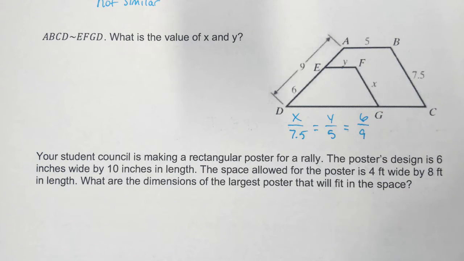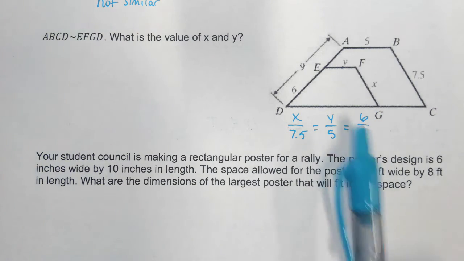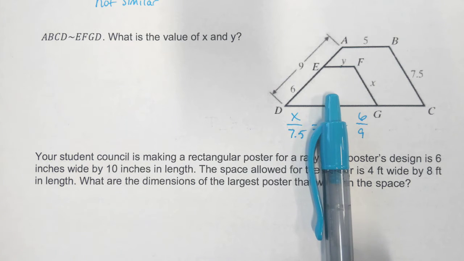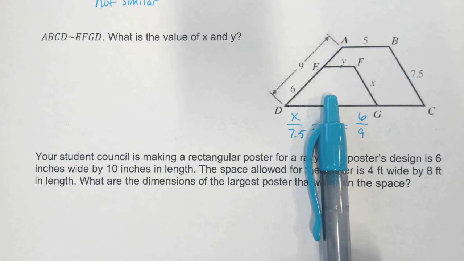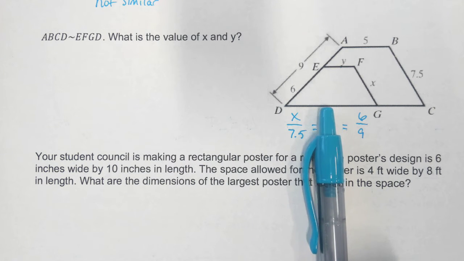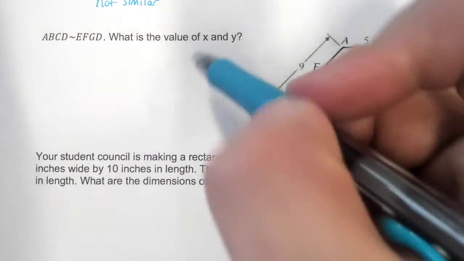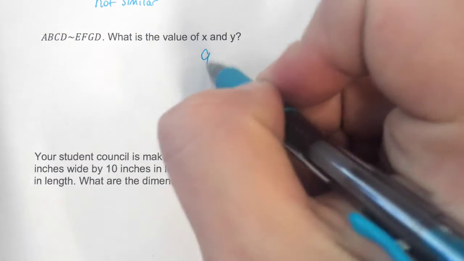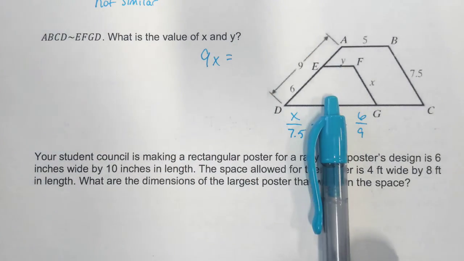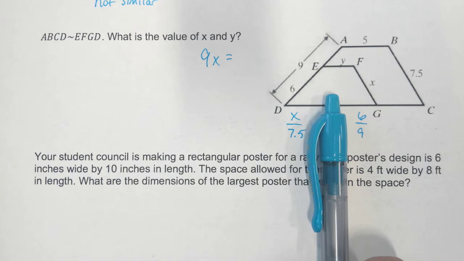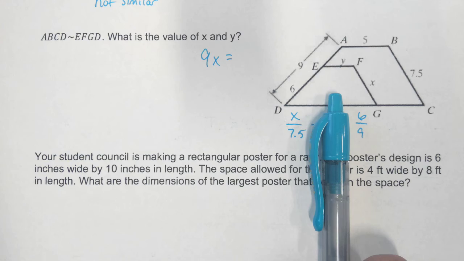All right. So to find x, the first thing we do is ignore that middle one because we don't want to use two fractions with variables, and we would cross multiply those outer two. So imagine cross multiplying those. The x and the 9 are going to get multiplied together, and the 6 and the 7.5. 6 times 7.5 is 45.